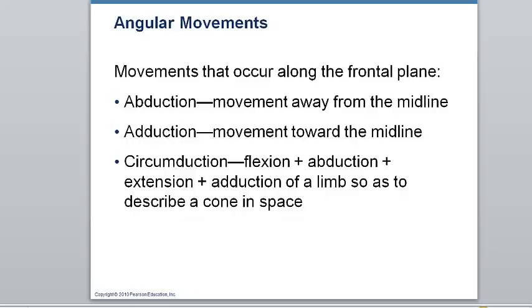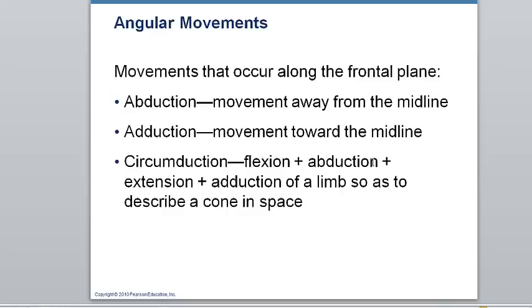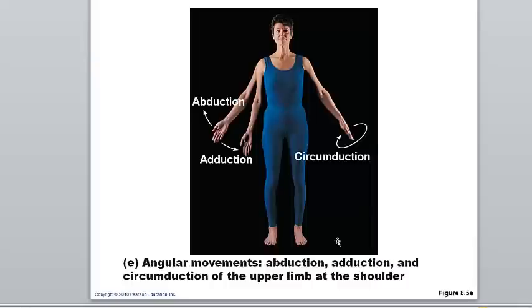Then we move on to abduction and adduction. Adduction is when you move your limbs towards the midline. You're moving it close to your midline, that's adduction. If you move it away from the midline, it is abduction. Adduction is towards the midline, abduction is away from the midline. Circumduction is basically all of this together. Flexion, abduction, extension, adduction, all together make the circle, cone-like movement in space, which is circumduction.